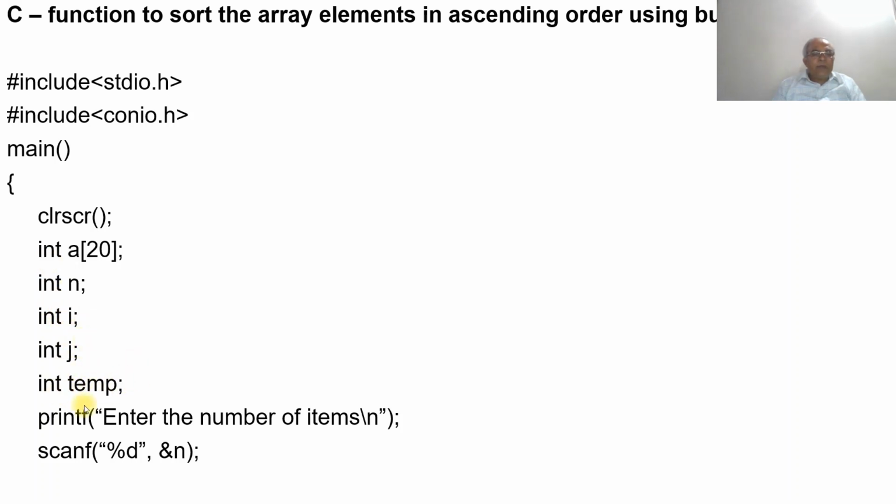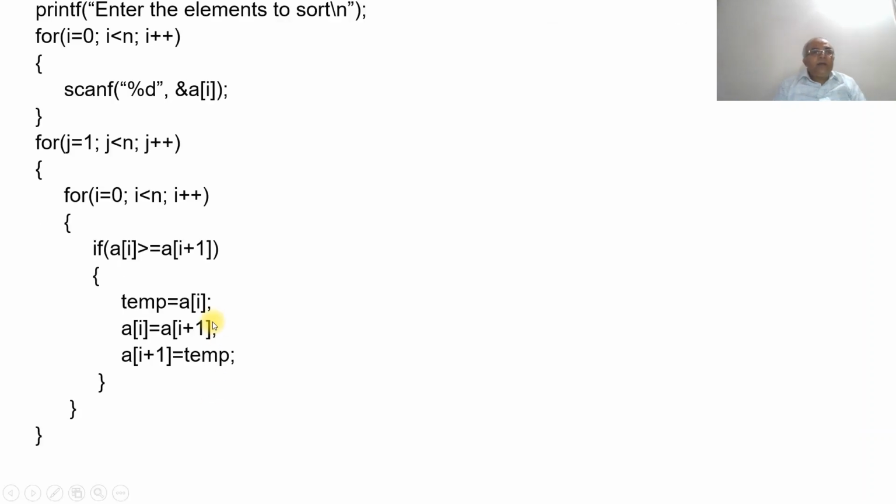So int temp. So printf "enter the number of items\n", scanf to read those elements. Then printf "enter the elements to sort". So for i equal to 0, i less than n, i plus plus, and scanf "%d" and a of i. Then for j equal to 1, j less than n, j plus plus. For, open the parenthesis, for i equal to 0, i less than n, i plus plus.